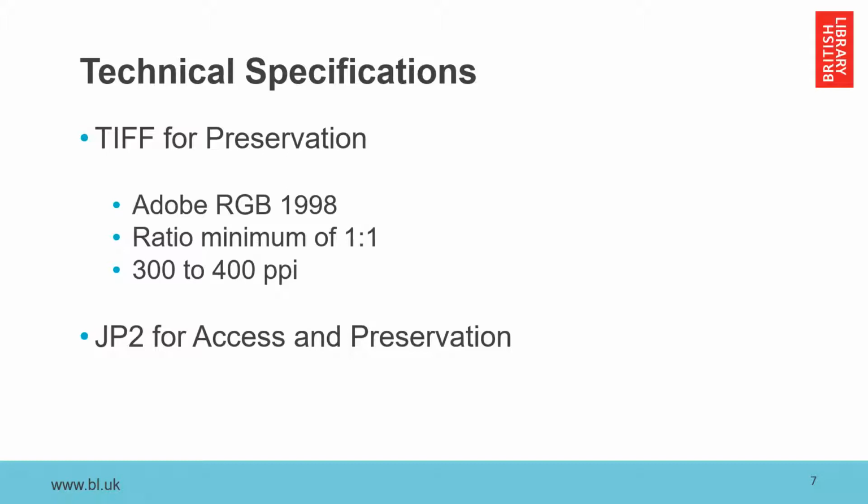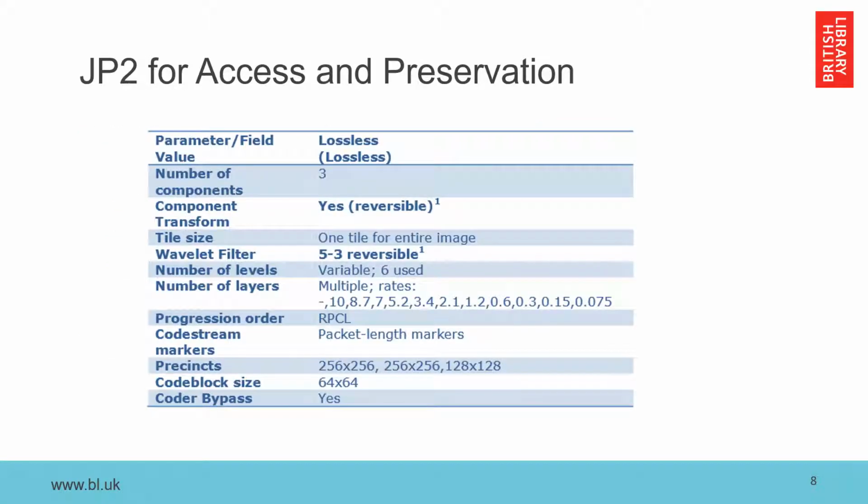We use JPEG 2000 for access and preservation. And this slide shows the lossless JP2 profile that we use. It's obviously a lot more complicated than the TIFF specification. We have 2 JP2 profiles, a lossy and a lossless profile. The lossy profile is used for newspaper content most frequently, as that's often captured in grayscale rather than colour. And we consider the loss in this compression to be noise rather than significant data loss.